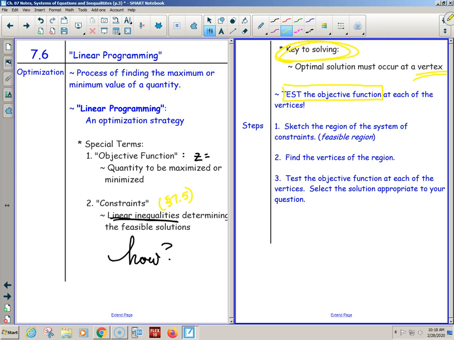The highest, the lowest is going to be at one of those. Do you want the highest? I'll plug them all in and I'll tell you the highest. Do you want the lowest? I'll plug them all in. Not all, not the whole shaded region, just the vertices, that's all.